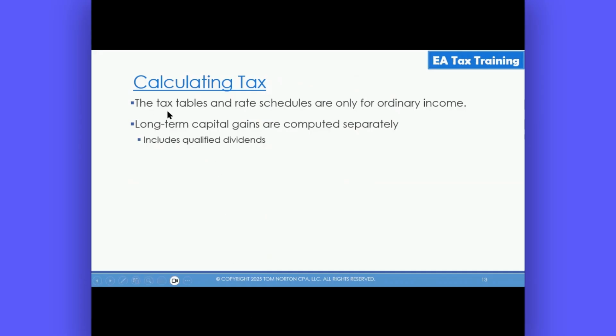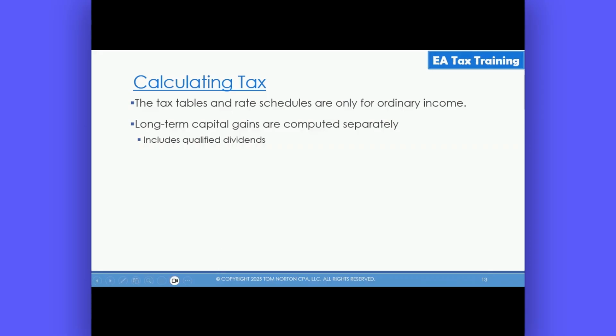We do need to remember that these tax tables and tax rate schedules are only for ordinary income. As you'll remember from video 3, long-term capital gains are computed separately. So what you would do for the tax calculation is you would do the first calculation, which is all of your taxable income at the ordinary income tax rates, and then you adjust for the fact that some of that ordinary income is actually capital gain, which is taxed at a lower rate. And of course, your tax software is going to do that for you.